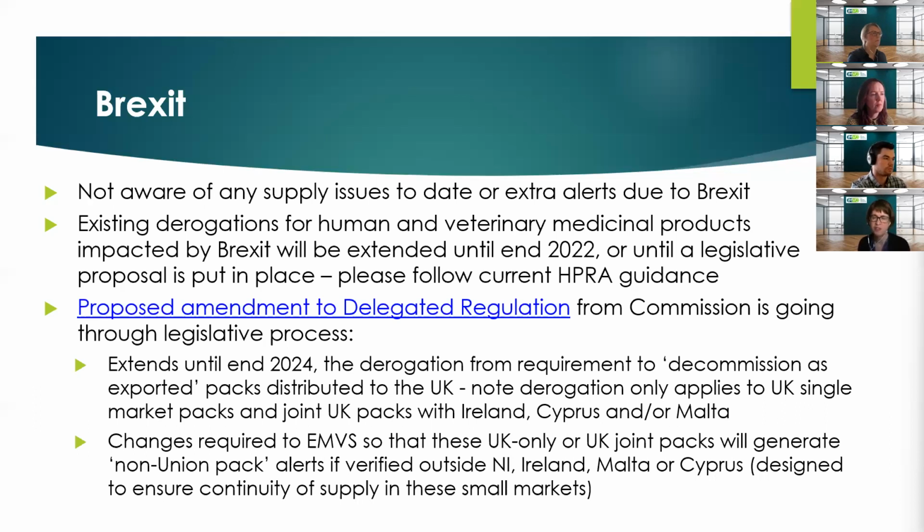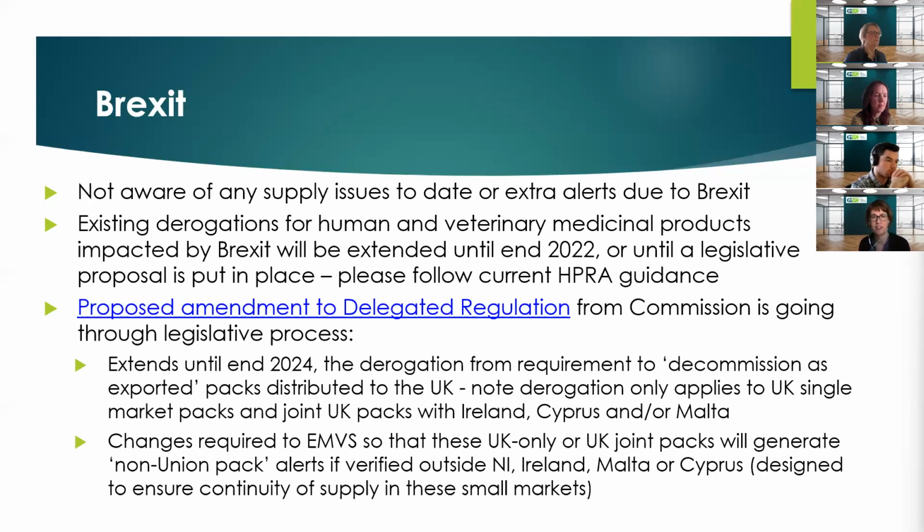The other thing that's quite interesting in the recent proposal is that the Commission now wants changes made to the IMVO itself. Basically, if these UK only or UK joint packs, and by UK joint packs I mean with Ireland, Malta or Cyprus, are scanned outside Northern Ireland, Malta or Cyprus, they will generate what's called a non-union pack alert. So effectively the Commission wants to cut off the movement of UK packs to countries other than Ireland, Malta or Cyprus, and obviously Northern Ireland.